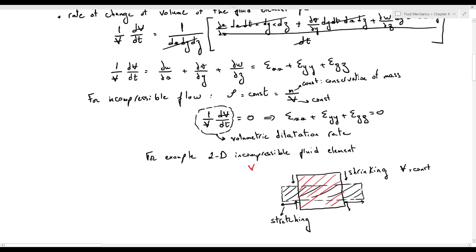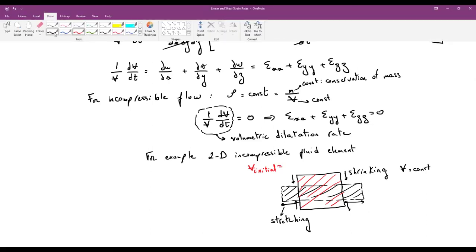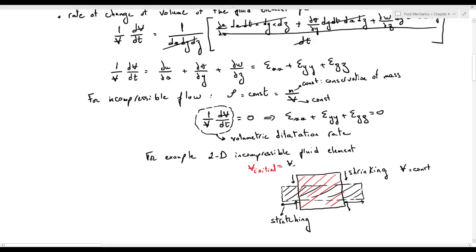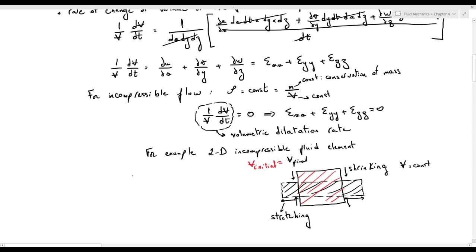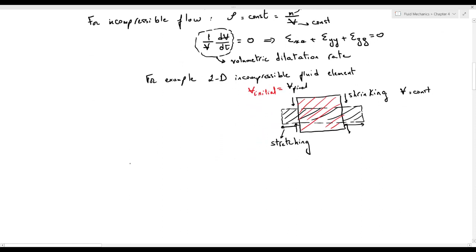So here the final volume, highlighted in red, should be equal to the initial volume highlighted in black. Now let's talk about another type of deformation. So deformation due to shear stress, and the shear stress will create a shear strain. So we'll talk about the shear strain rate.